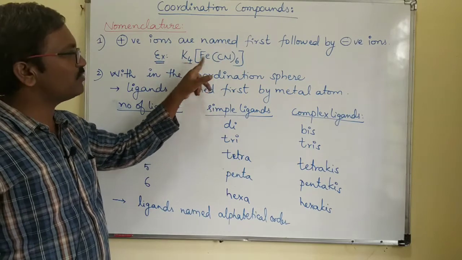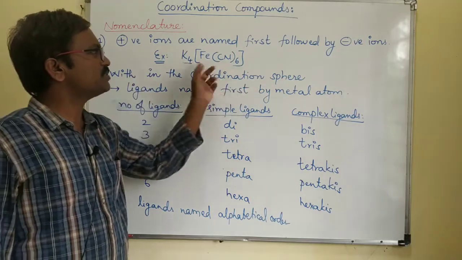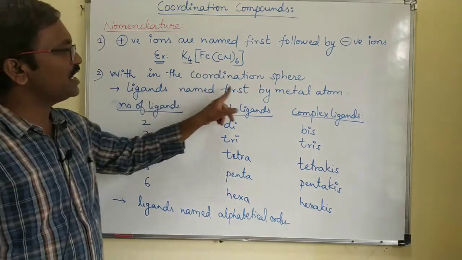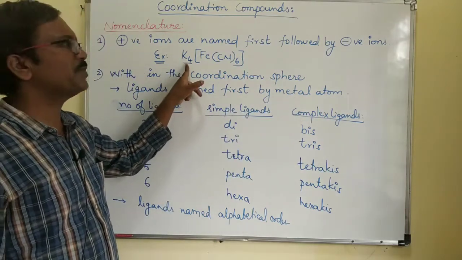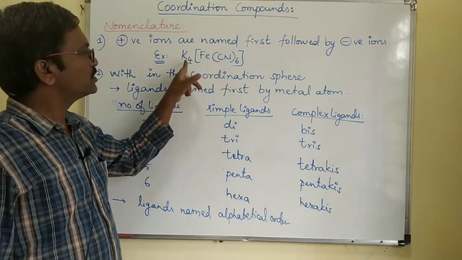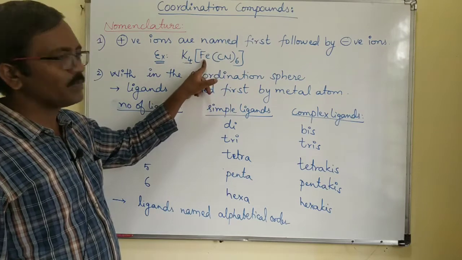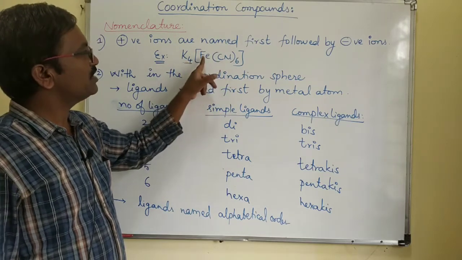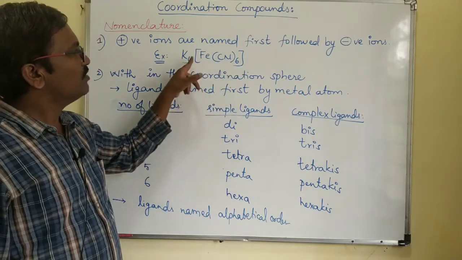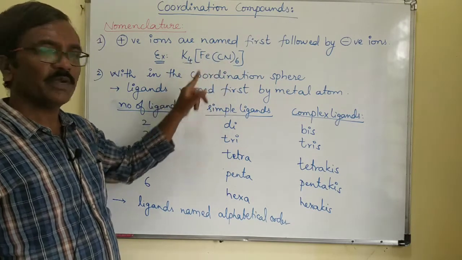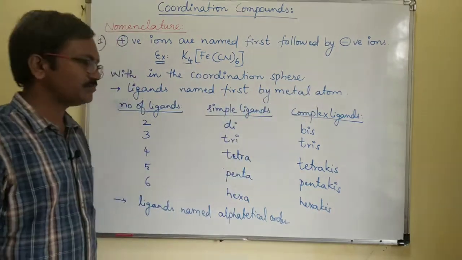So within this, potassium comes first, followed by ligand, followed by metal atom. Within the coordination sphere, ligands are named first, followed by the metal atom. So after potassium, which comes, iron or cyanide? What is the rule? When you are writing the structure, the metal ion comes first, ligand second. But when you write the name, first comes the ligand followed by the metal atom.